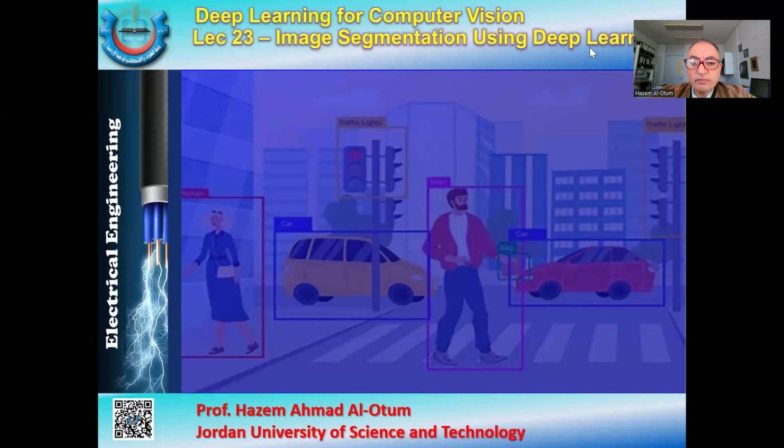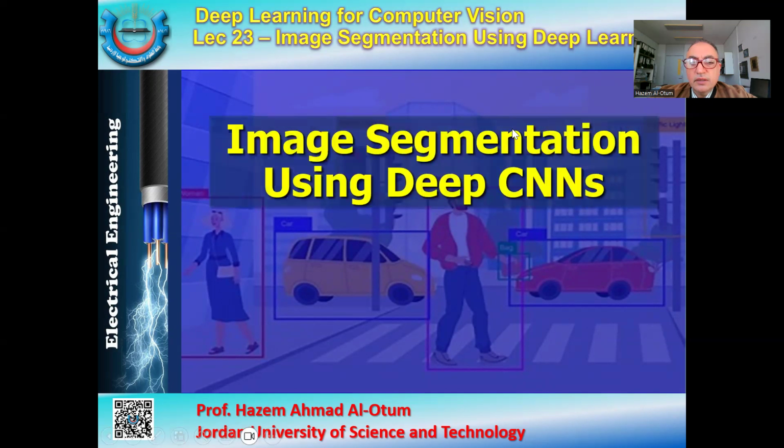Today we'll tackle a very interesting field of applications in deep learning for computer vision, which is image segmentation applications. This will be done for sure using deep neural networks, specifically convolutional neural networks. So let's jump to our lecture slides and start our work. As you see from the title here, image segmentation using deep convolutional neural networks.